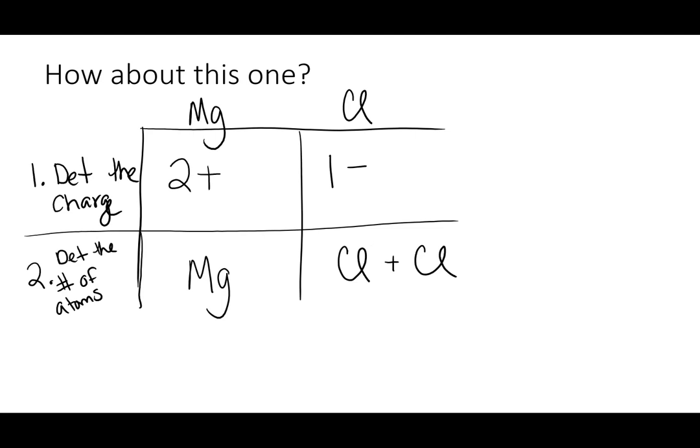So the way that we write this is we write magnesium, then we write chlorine, and to depict this 2 atoms, we write a subscript of 2. So that's the formula for magnesium and chlorine.